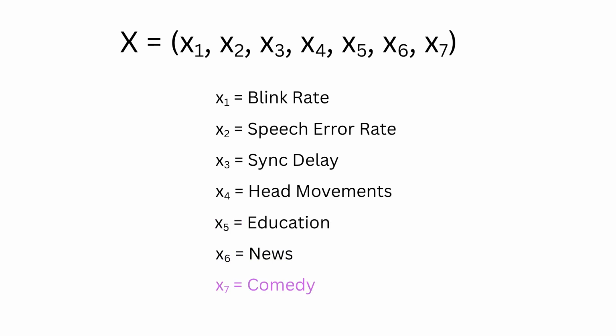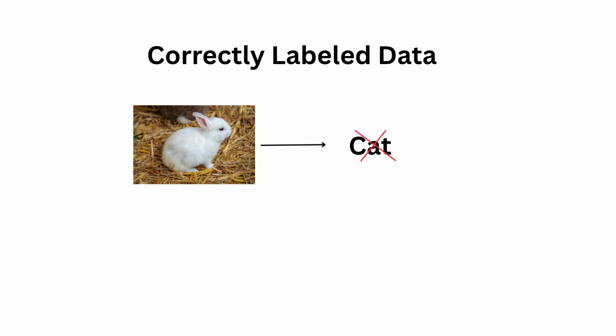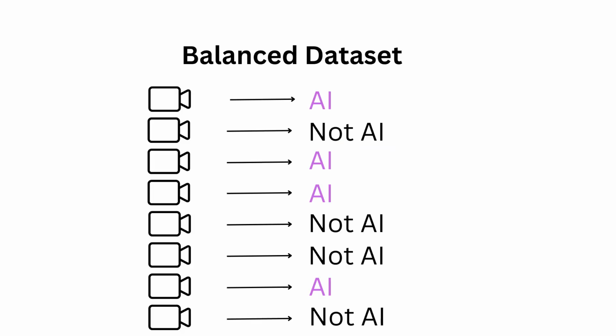The higher the quality of our data set, the better our algorithm will perform. What do I mean by quality? First, and it probably goes without saying, we need correctly labeled data. We also want a balance of positive and negative examples, meaning we want our neural network to see many examples of videos generated by AI and many examples of videos not generated by AI.